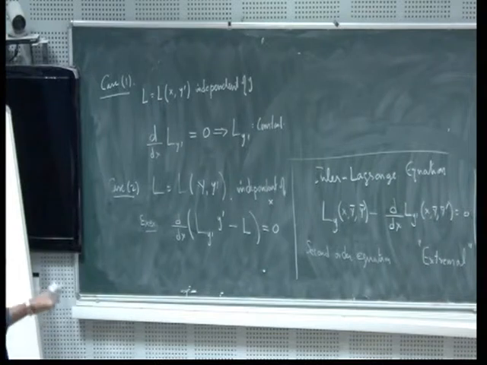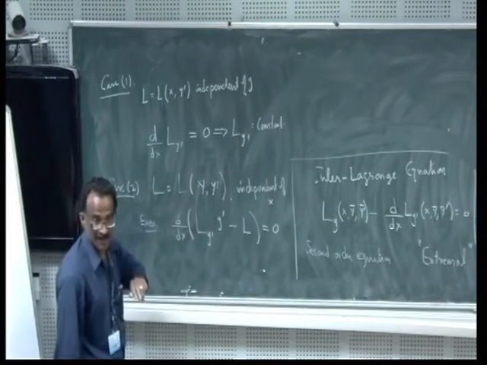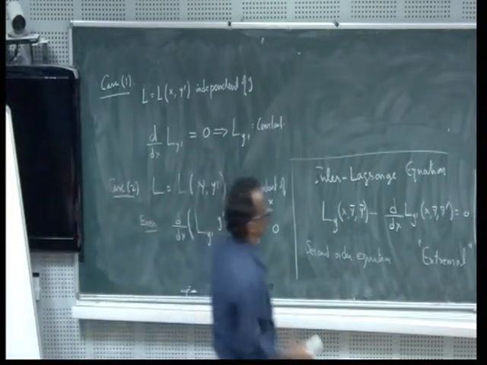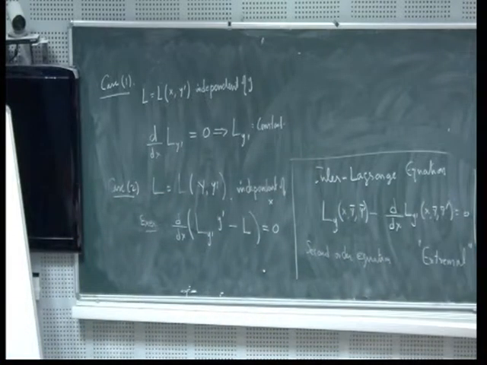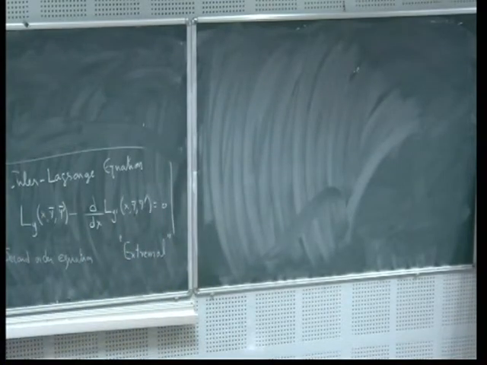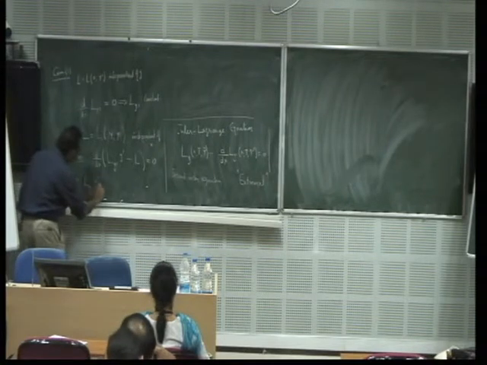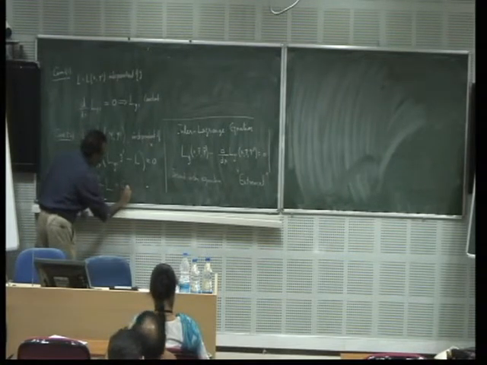So if y is an extremal, you have this one. If L is independent of x, you can do that. So what does that imply? That implies L_y' y' minus L is constant.